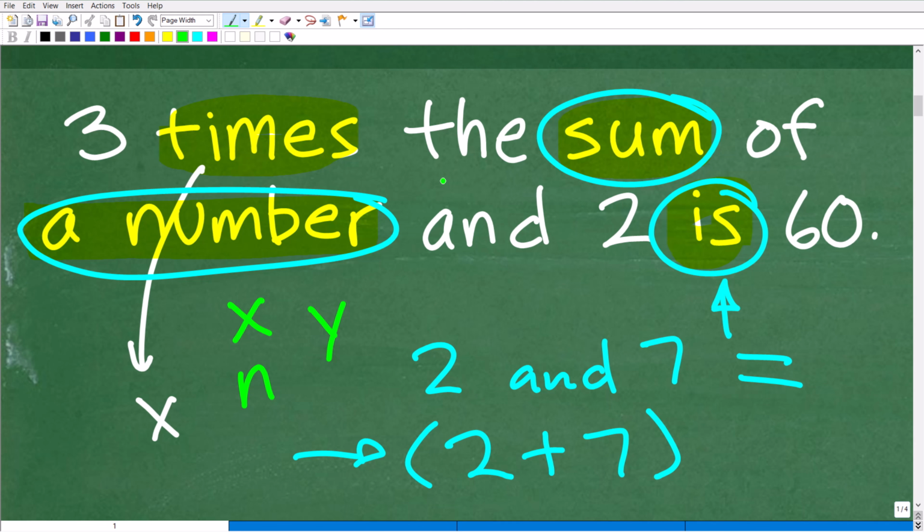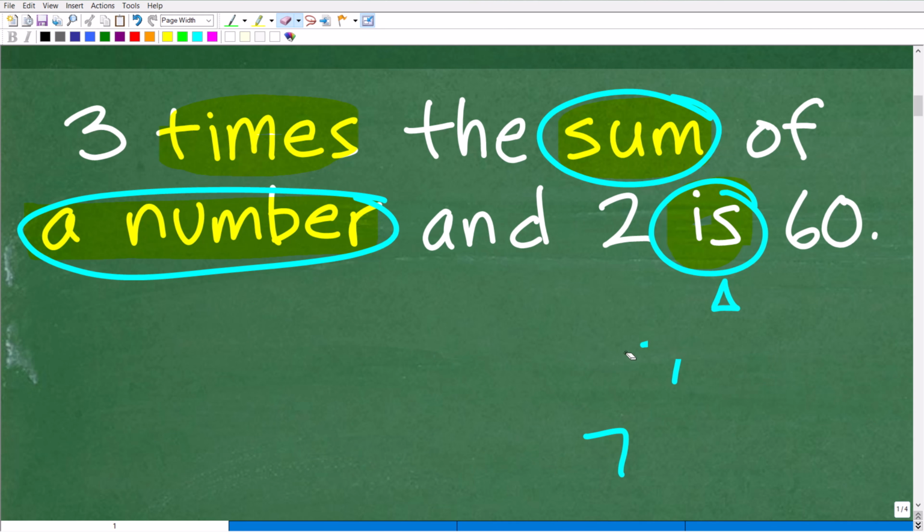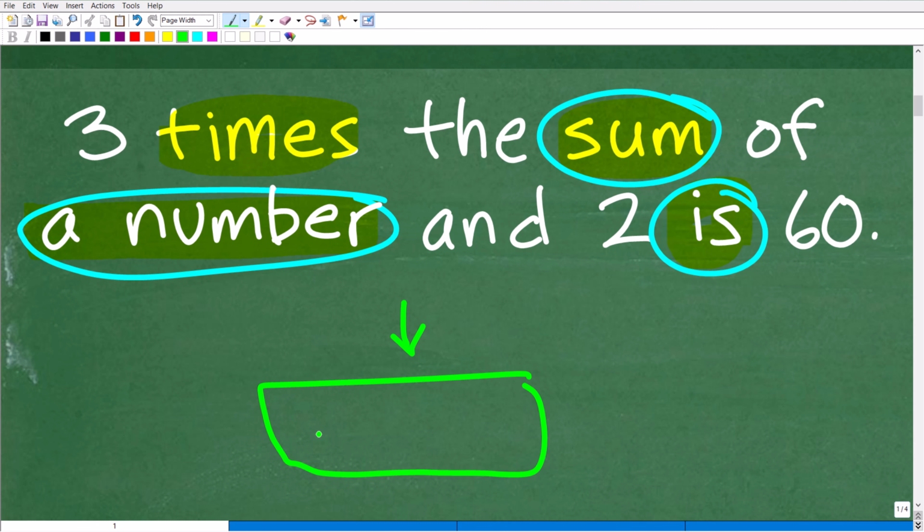So 3 times the sum of a number and 2 is 60. I gave you a good amount of hints here, an opportunity for you to do this on your own. So if you can build an equation, and that's what we're going to do here, build an equation from this sentence. Let me go ahead and write it this way. We're going to take this verbal phrase, build an algebraic equation, and solve this equation for this variable. Of course, that is what we're looking for, the number, correct? If you see where I'm going with this, you're like, oh, okay, I get this.